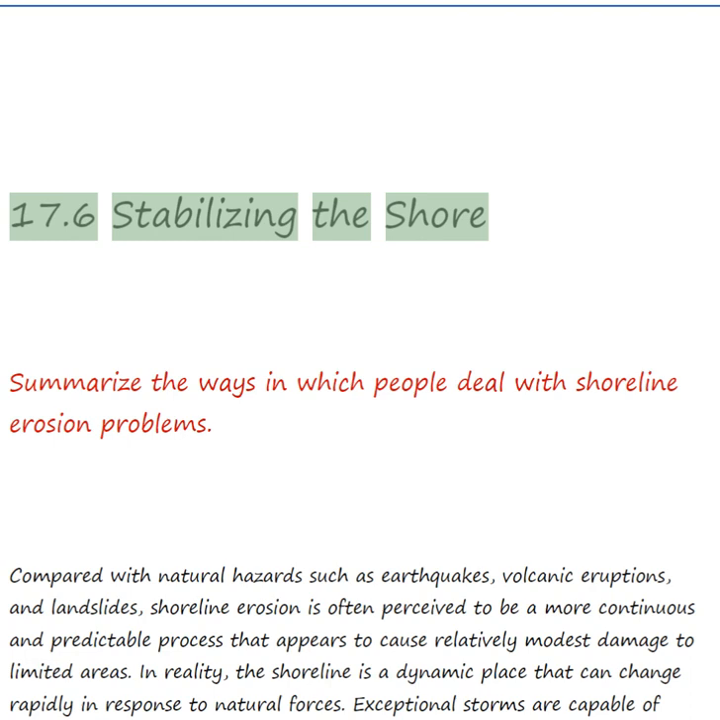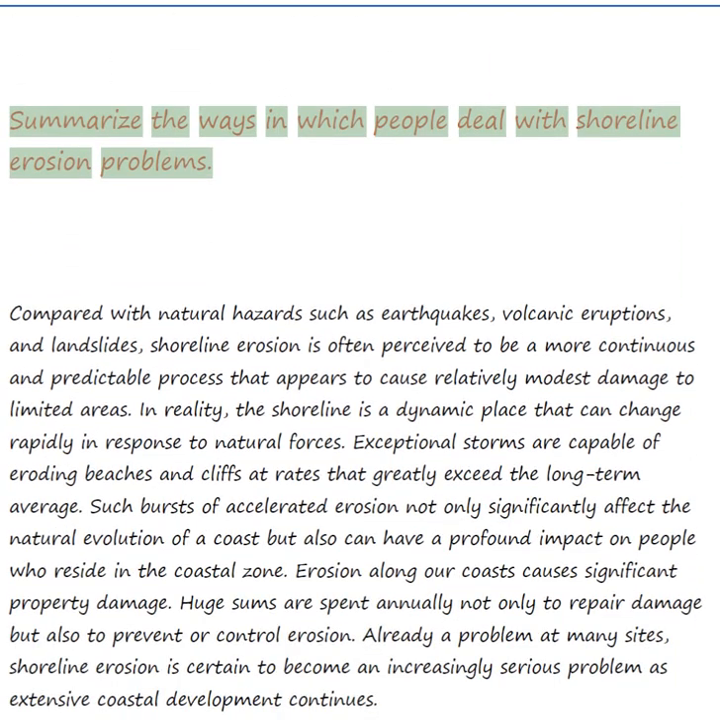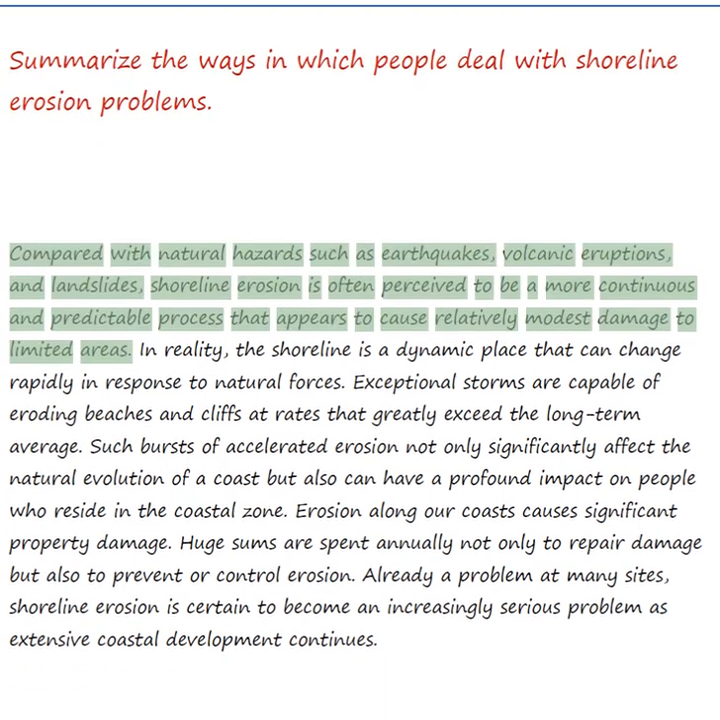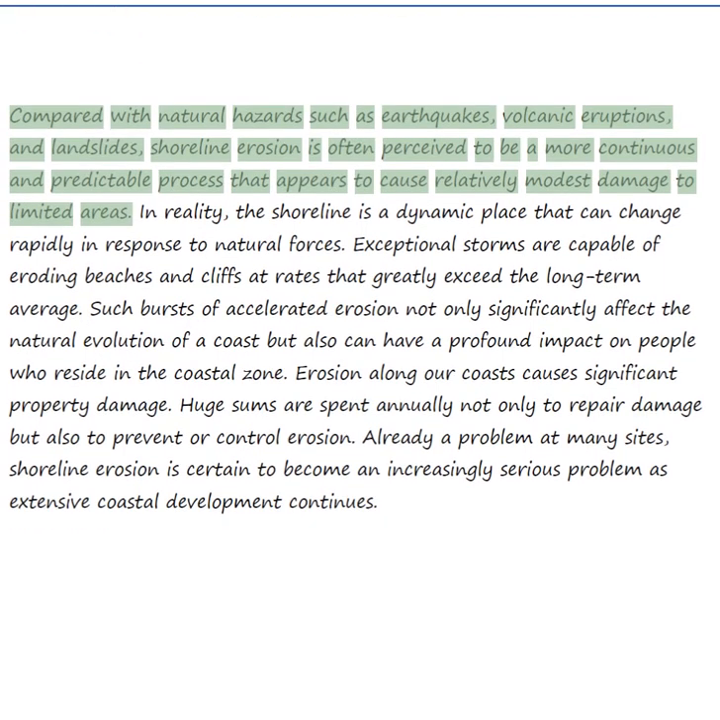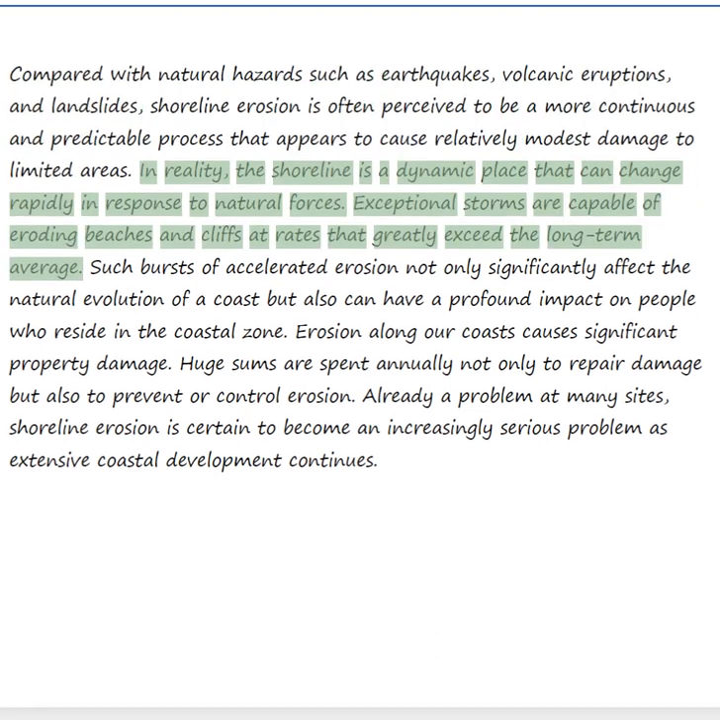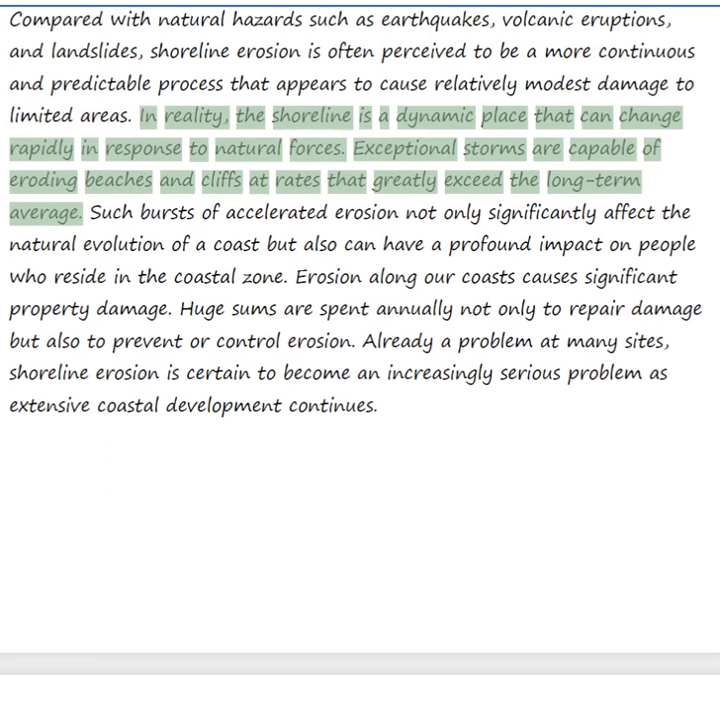17.6 Stabilizing the shore. Summarize the ways in which people deal with shoreline erosion problems. Compared with natural hazards such as earthquakes, volcanic eruptions, and landslides, shoreline erosion is often perceived to be a more continuous and predictable process that appears to cause relatively modest damage to limited areas. In reality, the shoreline is a dynamic place that can change rapidly in response to natural forces. Exceptional storms are capable of eroding beaches and cliffs at rates that greatly exceed the long-term average.